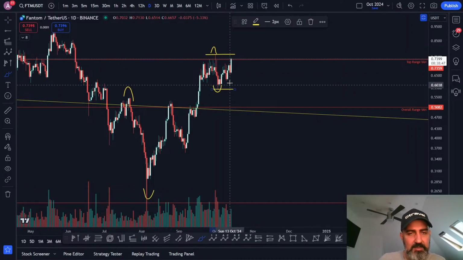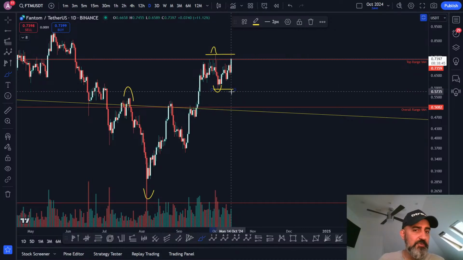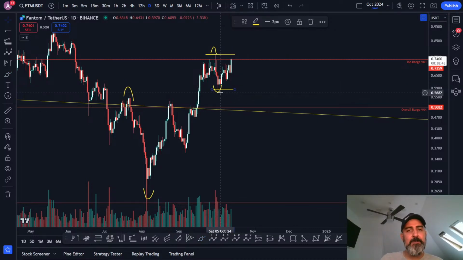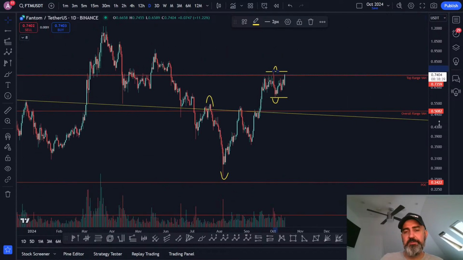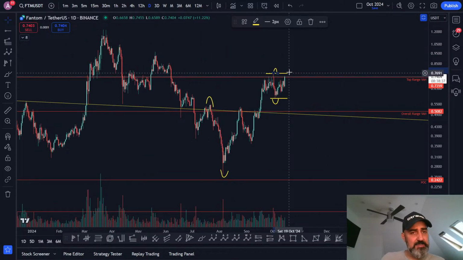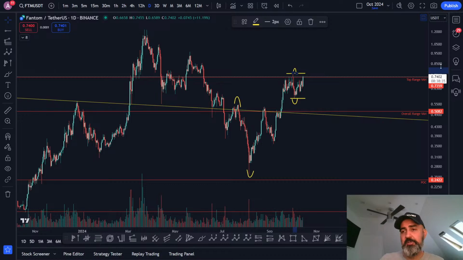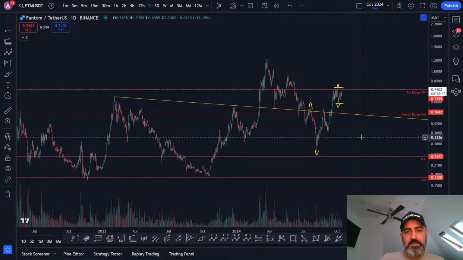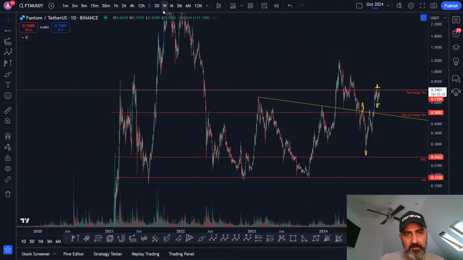This is it. If you take out that high, you're going up. If you take out that low, you're going down. Right? Just because of the way the structure is formed. We're into resistance, but for me, this is looking really bullish. So I don't see why we wouldn't take that out.